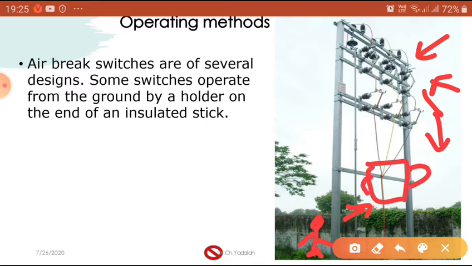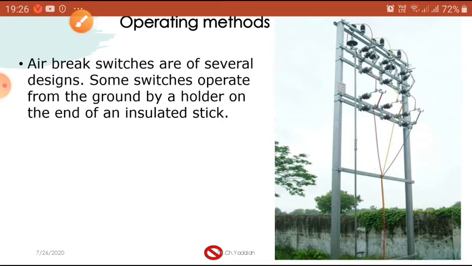Now, between incoming and outgoing, we are going to use an AB switch. How are we going to operate it? The air break switches are of several designs. Some switches operate from the ground by a holder on the end of an insulator stick. Others work through a system of linkage and are opened by a crank at the foot of the pole. So we can operate it by two methods.